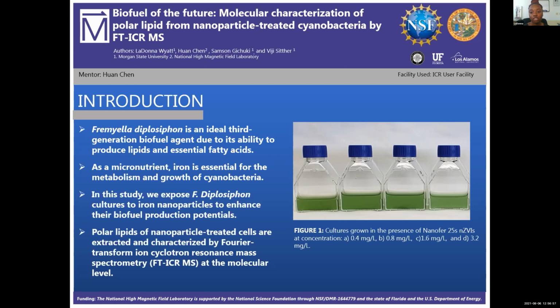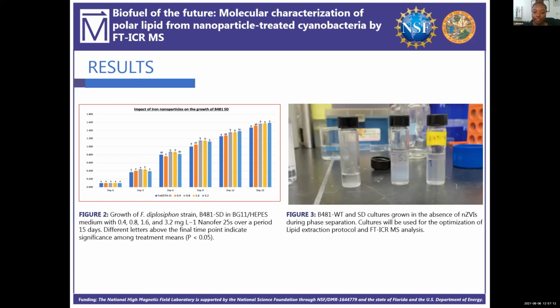The picture that you see to your right is a picture of the cultures that are grown in 250 ml flasks, and the concentration of nanoparticles in each one is 0.4, 0.8, 1.6, and 3.2 milligrams per liter. The figure to your left indicates the results of our preliminary growth study. Cultures grown in sterilized flasks and exposed to varying concentrations of nanoparticles at 0.4, 0.8, 1.6, and 3.2 milligrams per liter showed significant increase in growth.